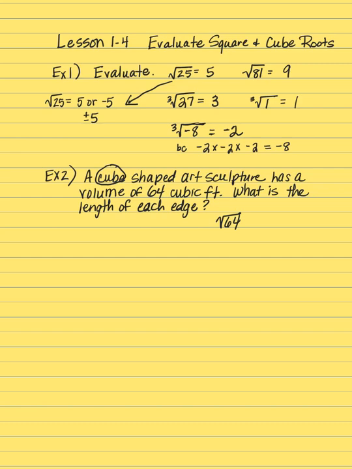So what I'm going to do is the cube root of 64. If I put that in my calculator, what number times itself 3 times is 64? And that would come out 4. And we're talking about the length of an edge, so it's 4 feet.